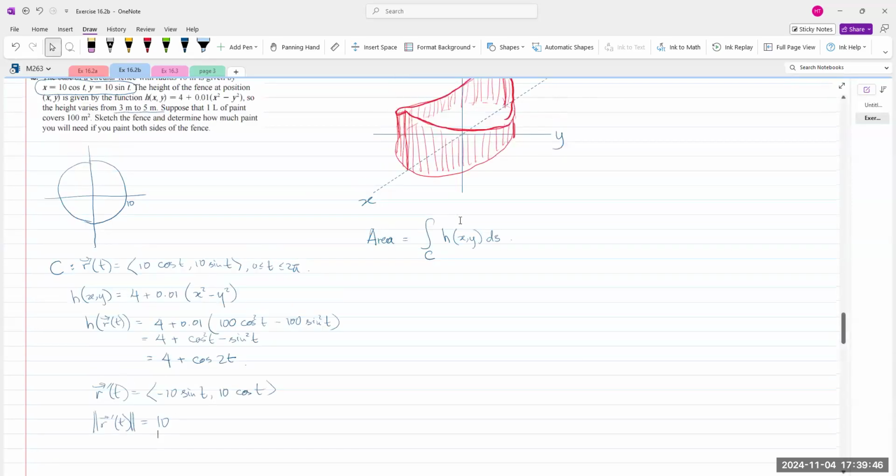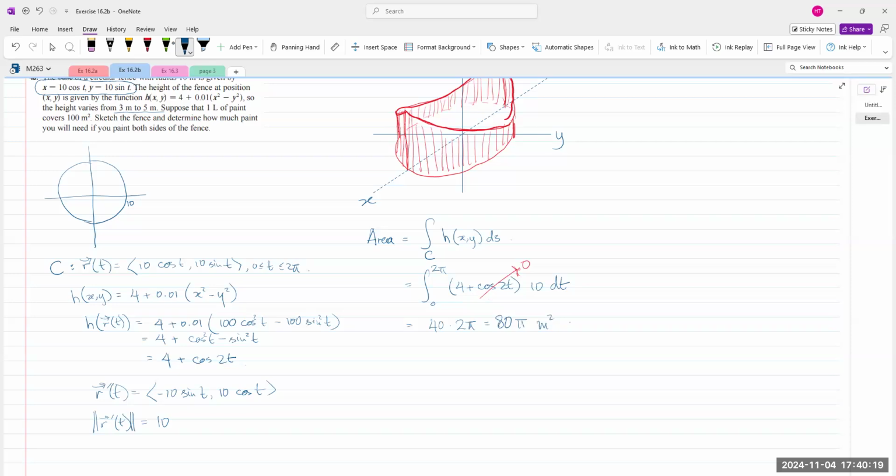The height, we already parameterized that. Then I can plug that in: integral from 0 to 2 pi of 4 plus cosine 2t, and r prime t is 10, dt. I know the cosine part will be 0, right? So the area will be 40 times 2 pi. That's 80 pi square meters.